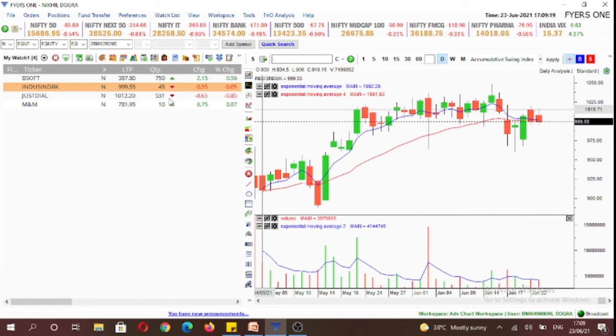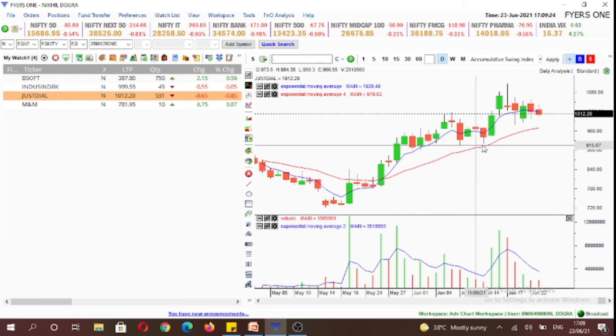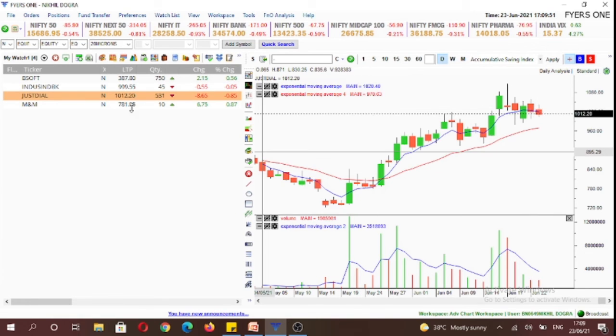Our third stock is Just Dial. It is in an uptrend based on the moving average crossover. However, it is trading below 5-day exponential moving average and above 20-day exponential moving average. So we'll look for buying opportunity above 1044 levels in Just Dial with full size, and we'll look for selling opportunity below 1005 with half our normal size.